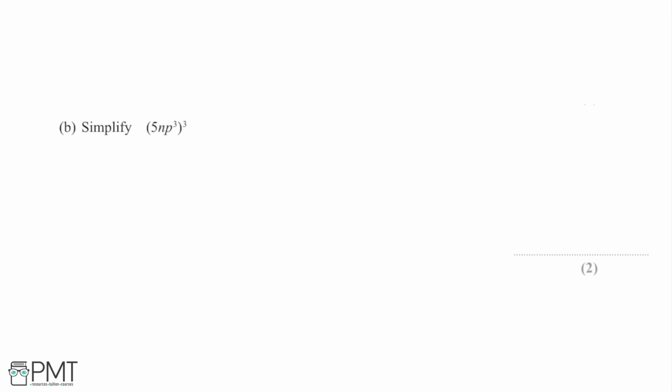So now in this part of the question, we're asked to simplify this expression here. So 5 lots of np cubed, and then that whole bracket is going to be cubed. And we need to look at how we're going to simplify this. So in effect, this bracket that we have here is the same as writing out 5 multiplied by n multiplied by p cubed, and then that whole thing's going to be cubed.